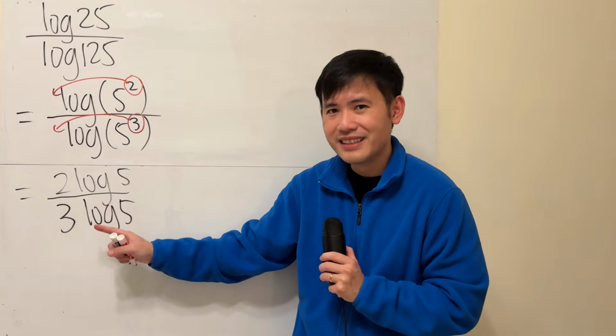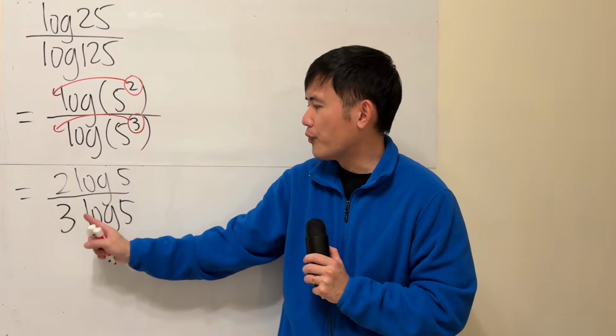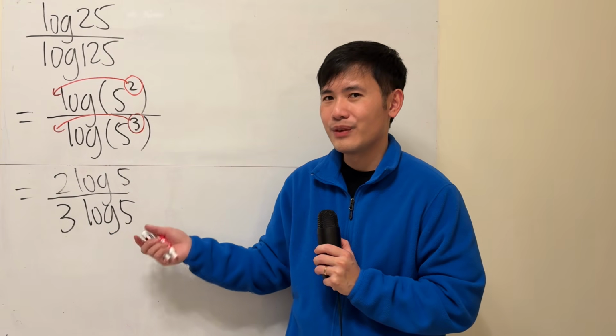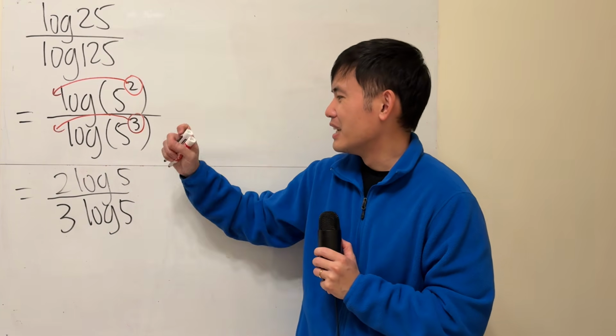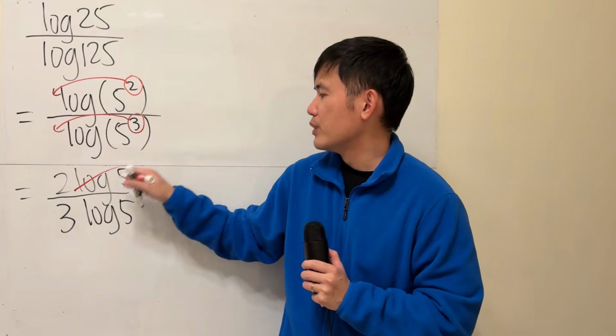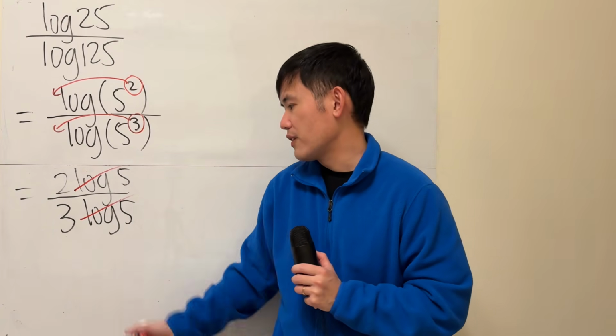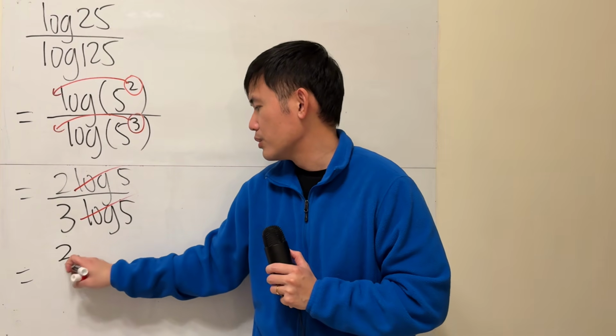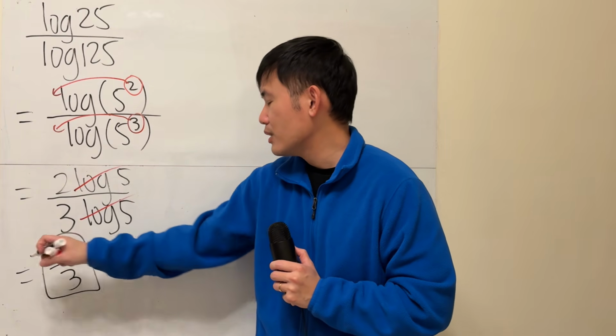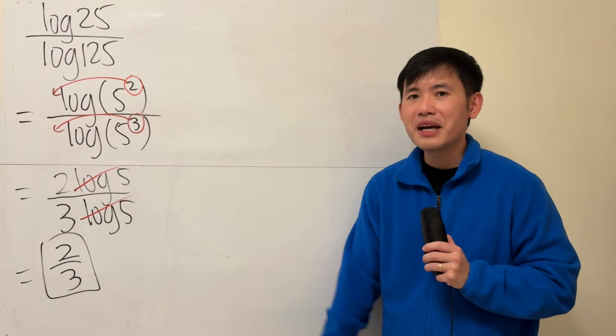Now, what do we have? 2 times log 5 over 3 times log 5. What can we do? Yes, log 5 and log 5, we can cancel them out because this is 2 times that and this is 3 times that. So what's the final answer? It is just 2 over 3. And yes, we are done, just like that.